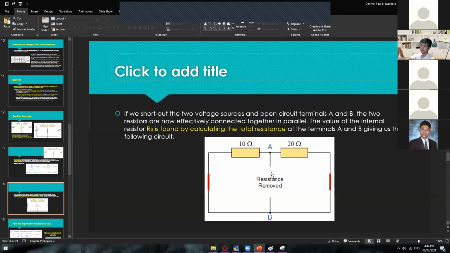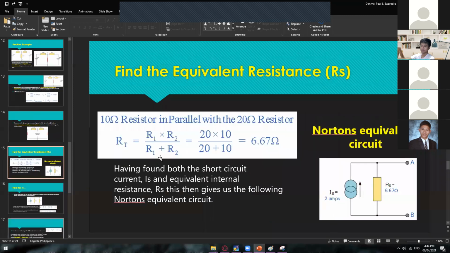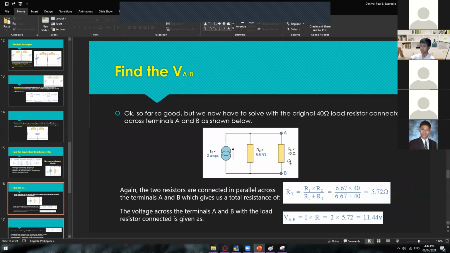The next one here is the Norton's resistance. Just remove that one again and then solve the total resistance. Solve this one in parallel, and then you will get 6.67 ohms. So right here, you already have the 2 amps and the 6.67 ohms. Then you can simply plug in here the 40 ohm resistor, which is now the load resistor. From here, you can now find the R total, and then you can find the V total or the VA.